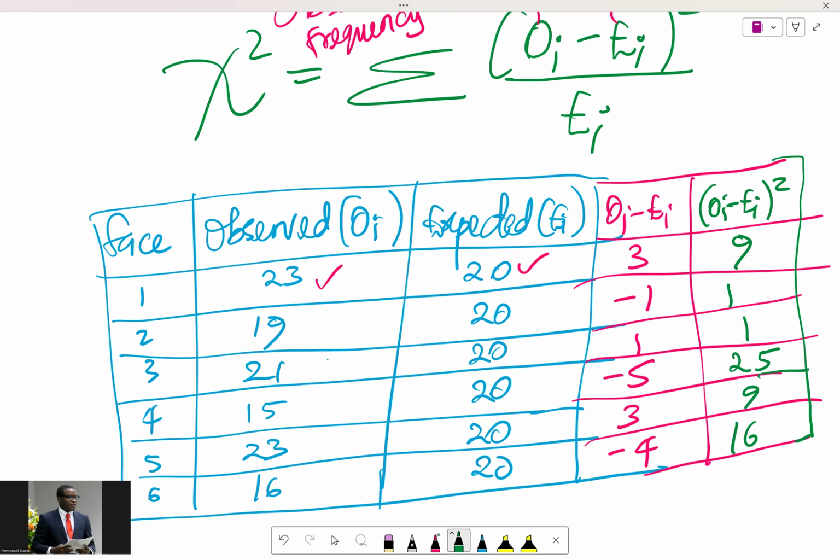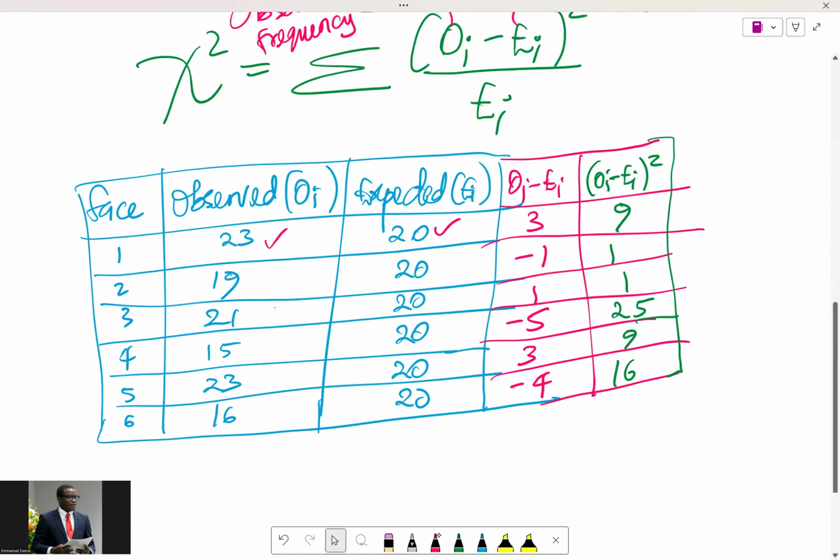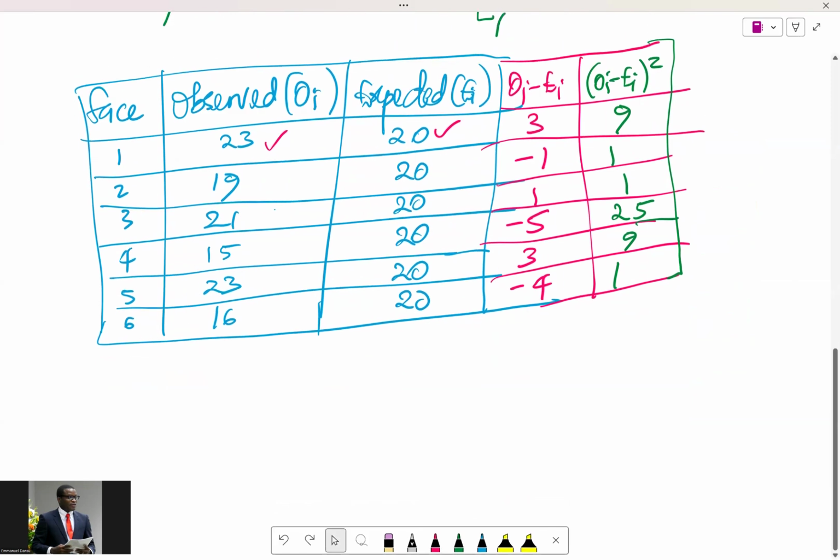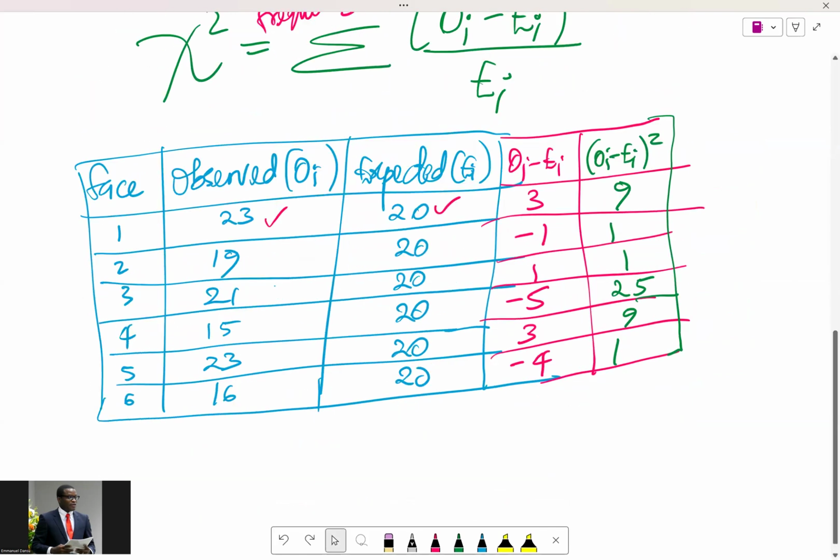Then we also need E I. Expected I in each case is 20, so let me just do it outside of the table. Now we can go back and invoke the formula.